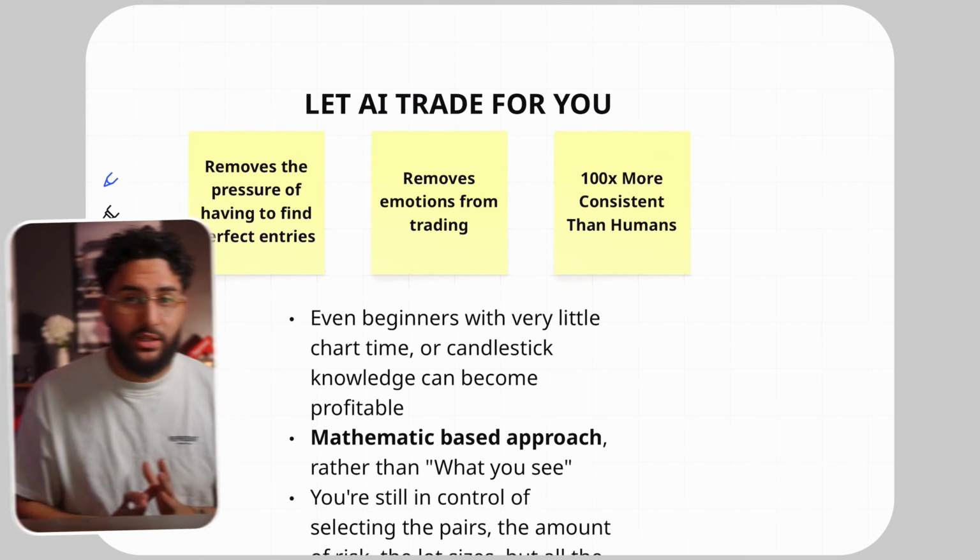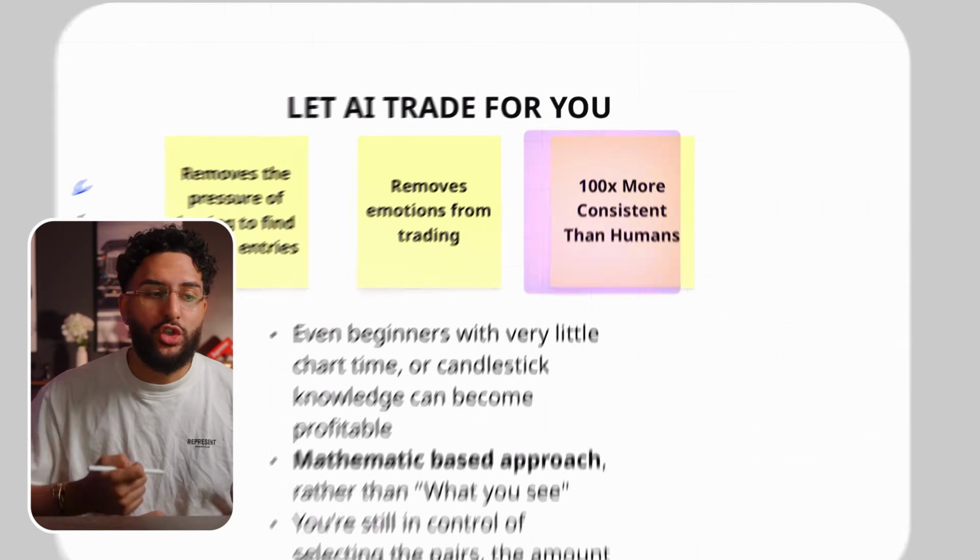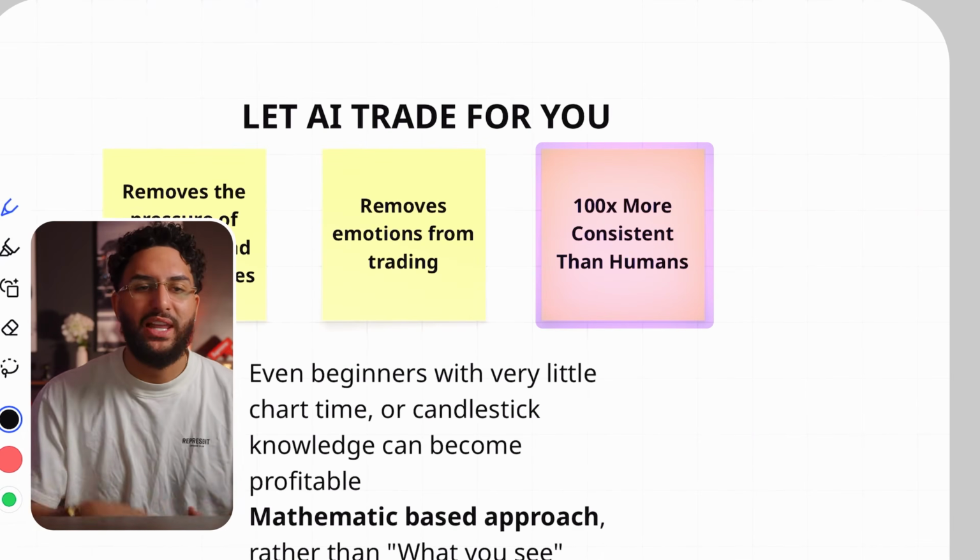We're talking about a different game. We're not talking about you being the one choosing exactly when to enter and when to exit. No. This is all done for you by letting a super smart algorithm do the work for you. And the last thing here is that it's 100 times more consistent than humans. Let's be honest. You probably already know a few profitable strategies, but you know the problem of why they're not profitable for you specifically? It's because you are not consistent.